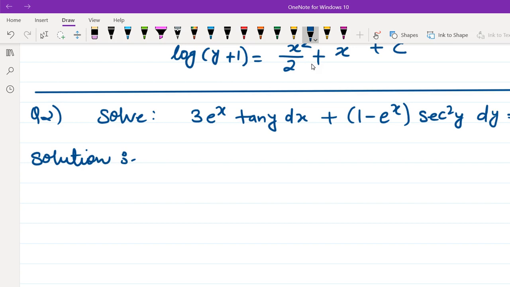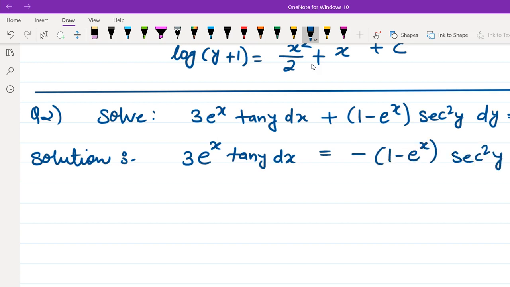So let us do that. First of all, I'll try to separate the variables. I'll try to keep x on one side and y on the other side. So from the given differential equation, I'll keep all the terms containing x on the left hand side and all the terms containing y on the right hand side. So here I will get 3 times e raised to x tan y dx, and taking the second term on the other side, it becomes minus 1 minus e raised to x sec square y dy.